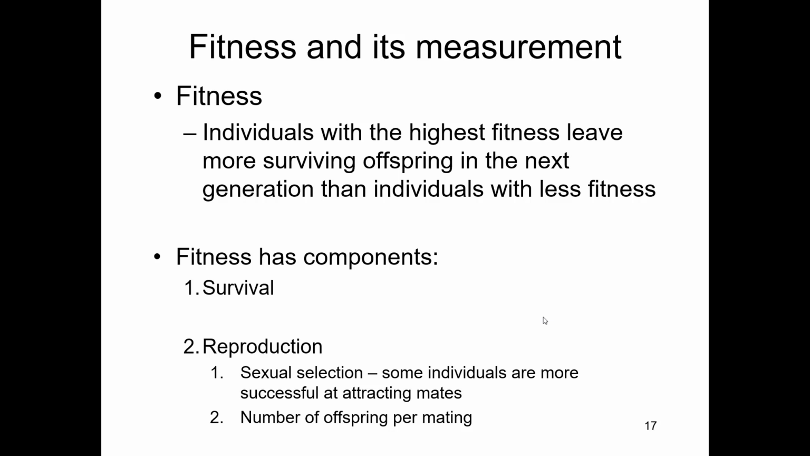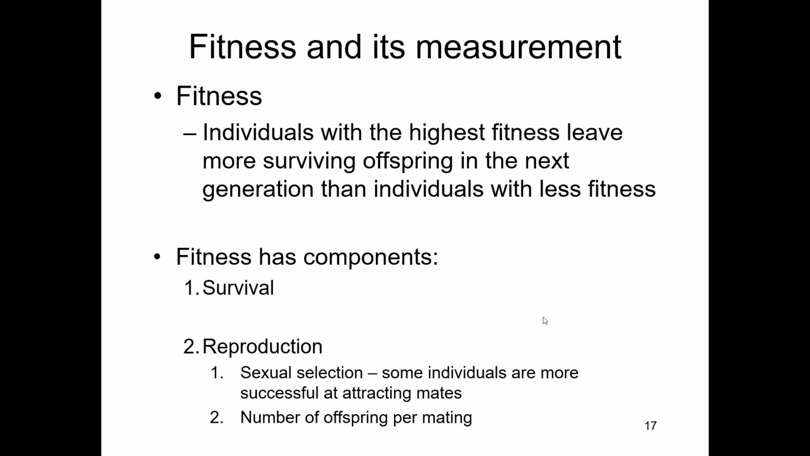But in any case, the individuals that have the highest fitness, that have the fitness of 1, are the ones that leave the most offspring to the next generation. And then individuals with fitness less than 1, like 0.9 or 0.5, would leave less offspring to the next generation. And fitness really has two components. Survival, so that's important. The ability to hide from predators, the ability to get food and water, the ability to survive is part of it.